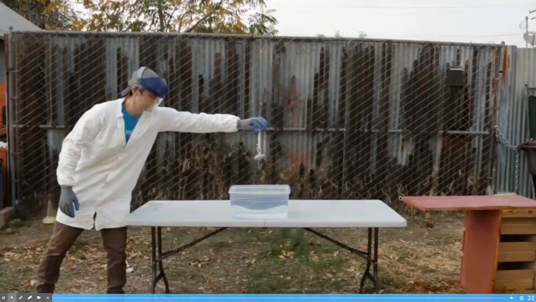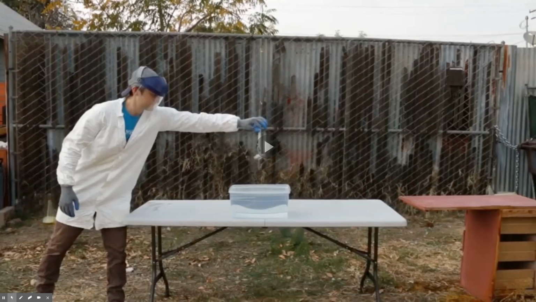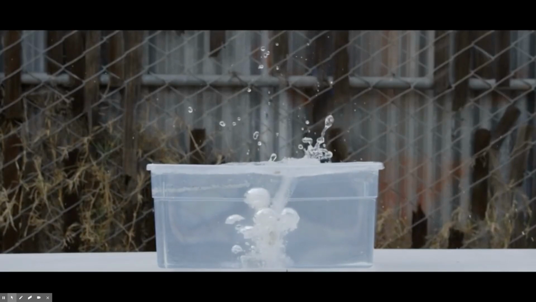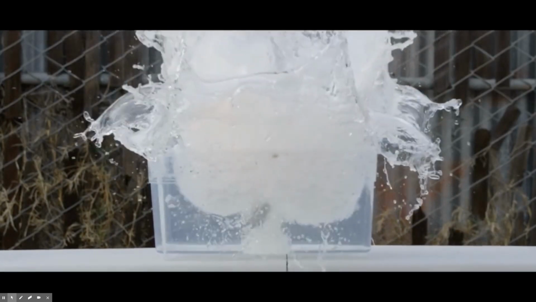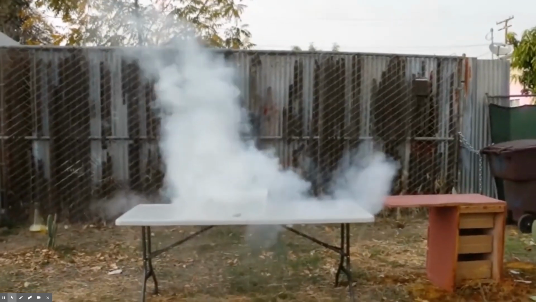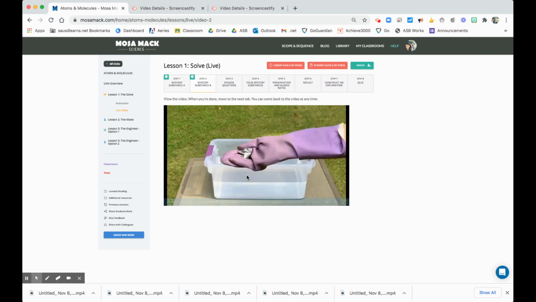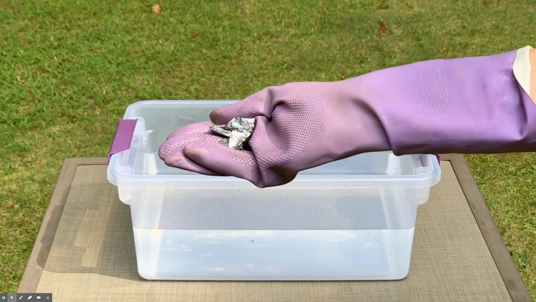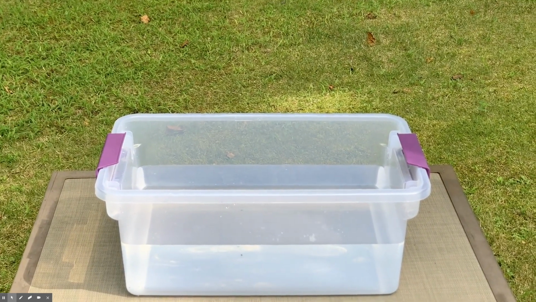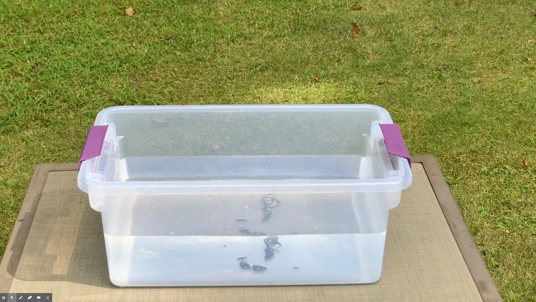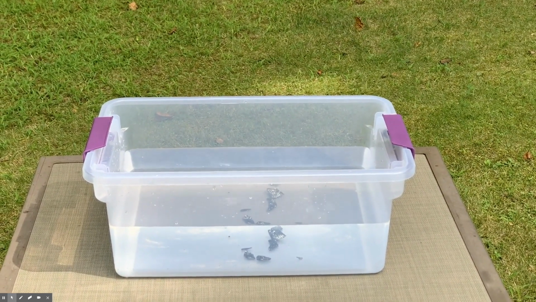Let's take a look back at mystery substance A and mystery substance B. How many electrons do you think mystery substance A has? All right, that was pretty reactive. Now let's take a look at mystery substance B. How many electrons do you think mystery substance B has? All right, so that wasn't very reactive.